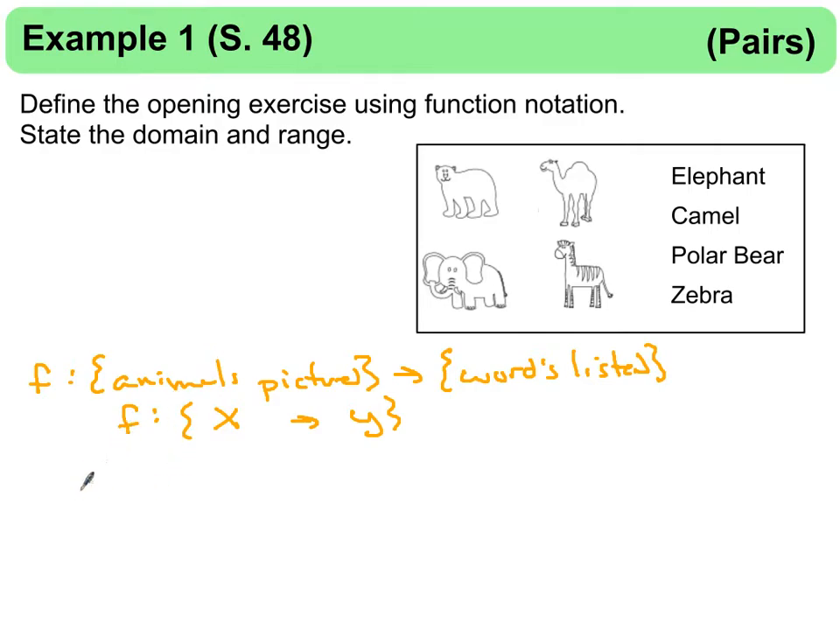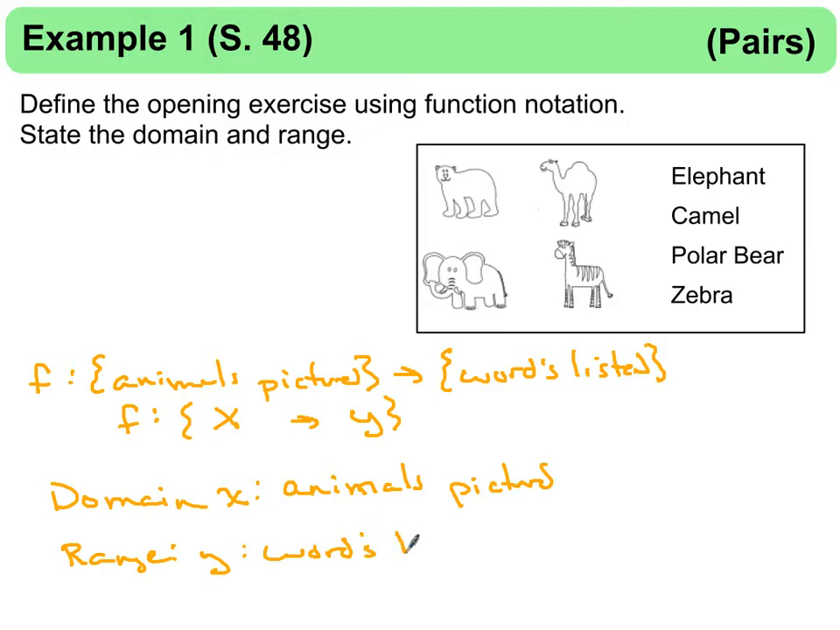So if we want to state our domain, remember, domain are the x's, and in this case we represent our x's as the animals pictured, and the range, which is denoted by Y, as the words listed. So this would be our domain, or basically what's known as our X's, and our range, which is typically known as our Y's.